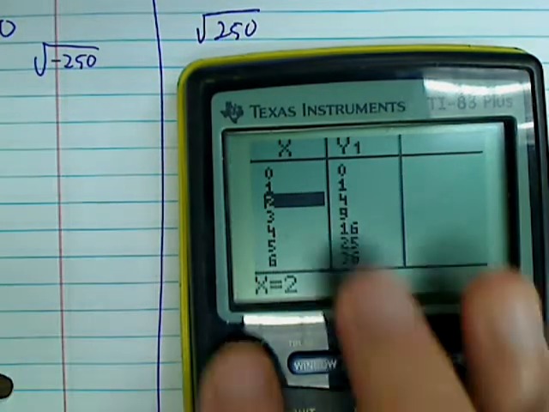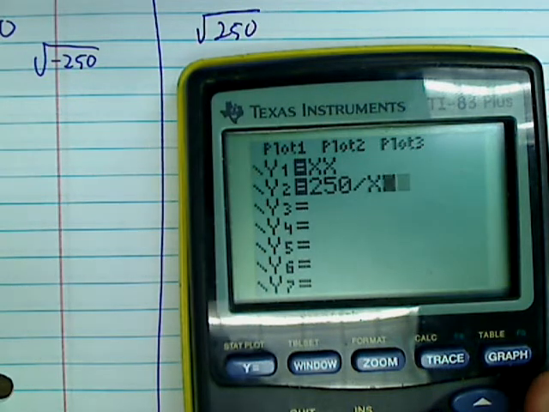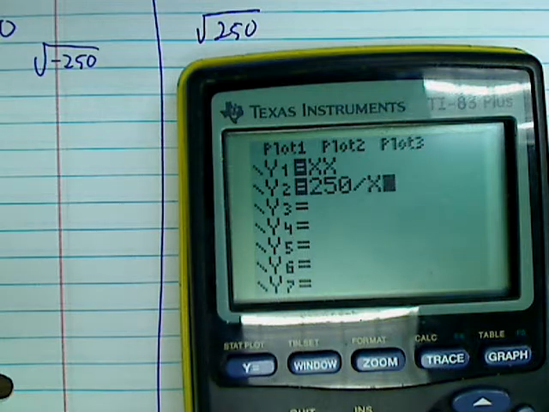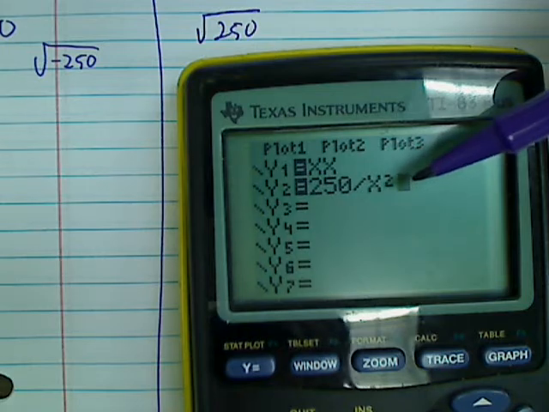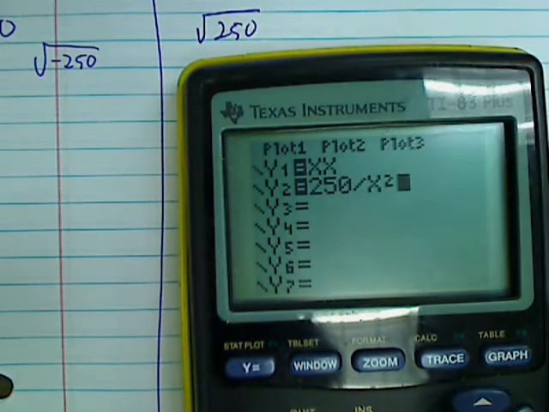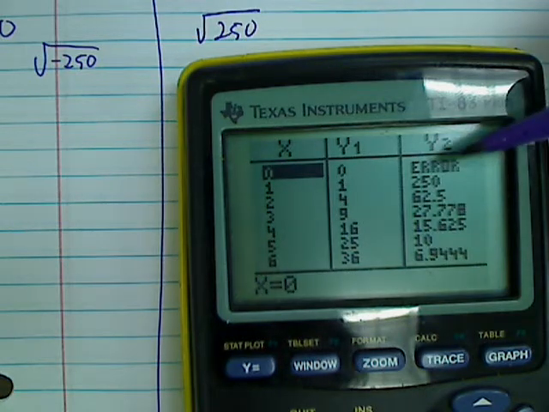You can actually be a little more slick and say 250 divided by x squared, and see if it goes evenly. I don't really want to explain that right now, but 250 divided by x squared, and we can see if any of those do go evenly on our table. Divided by 0 gave us an error.